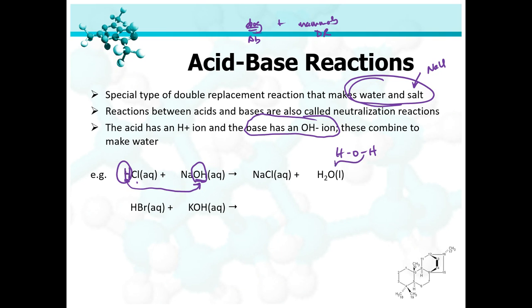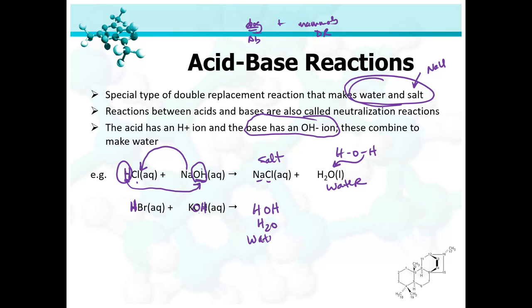HOH is the same thing as H2O. And then the sodium that used to be on the OH is now going to go onto the Cl, and we have NaCl. This is our salt, and this is our water. Same thing's going to happen here. The H on the acid is going to trade places with the potassium that's on the hydroxide group. So instead of H on Br, we're going to put H on OH. H on OH, that's the same thing as H2O.